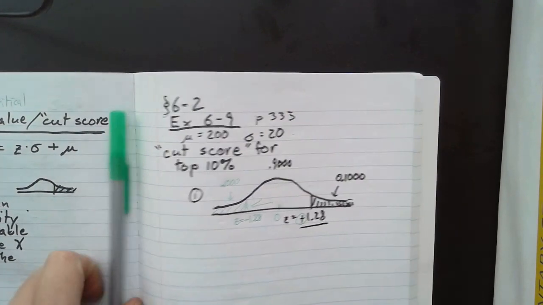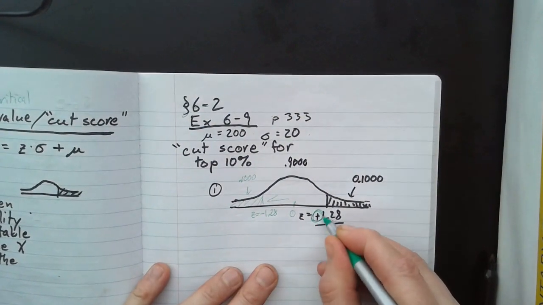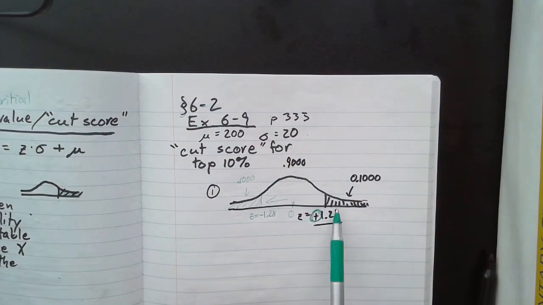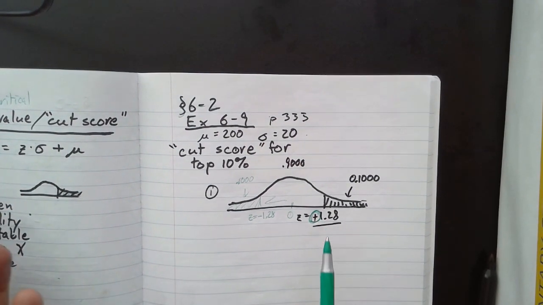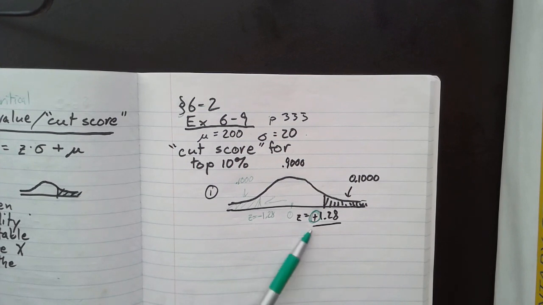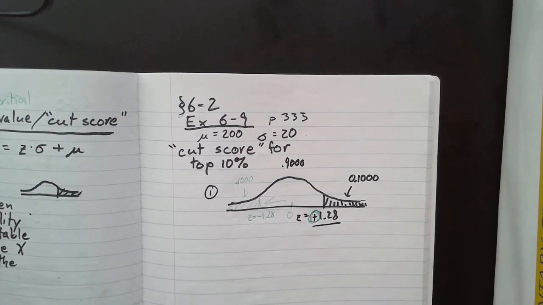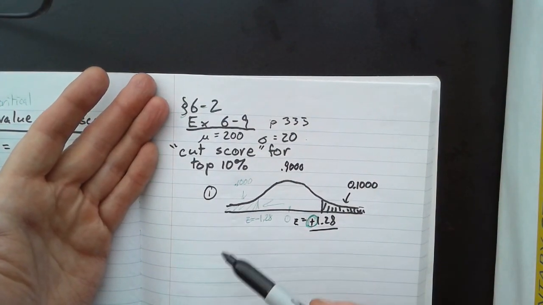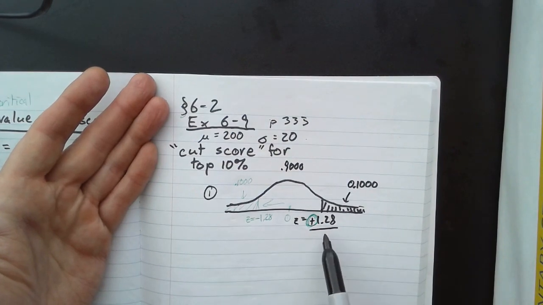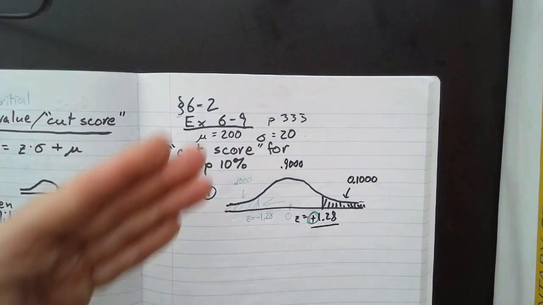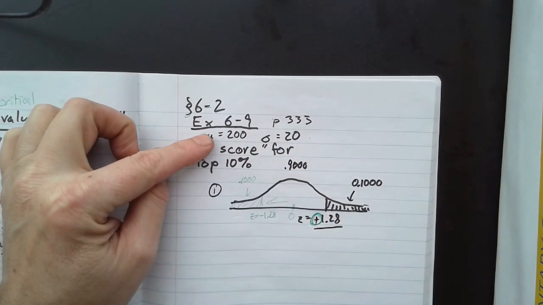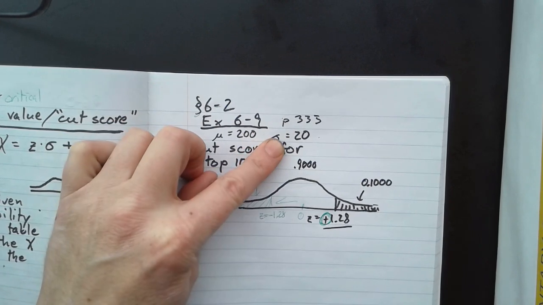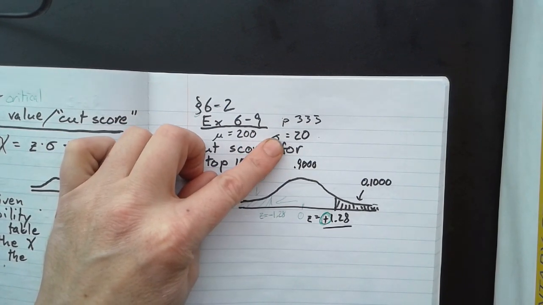So as long as we remember to change that to the opposite, we can just find the right area by looking up the left area and then making sure that we switch to the appropriate z value, okay? The opposite one. So here, in this case, our z value is 1.28, but we're not done yet because it was asking us for what is the cut score, the minimum score to be in the top 10%. Okay, so now we have the z-score, but what is the raw test score? The average was 200. The standard deviation was what? 20. I can't read this.